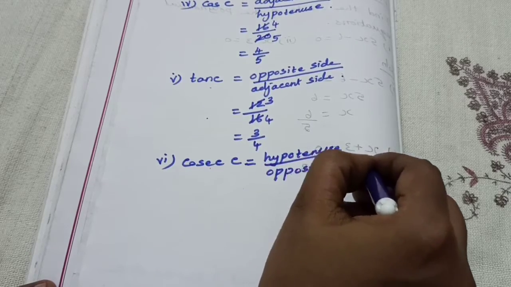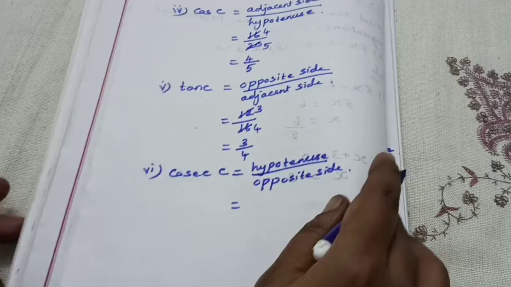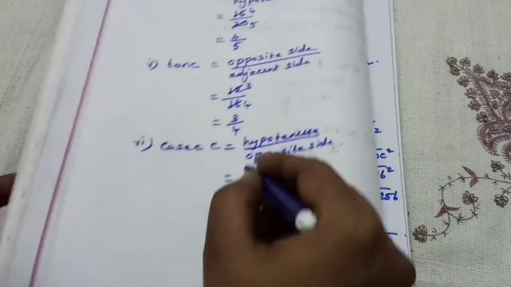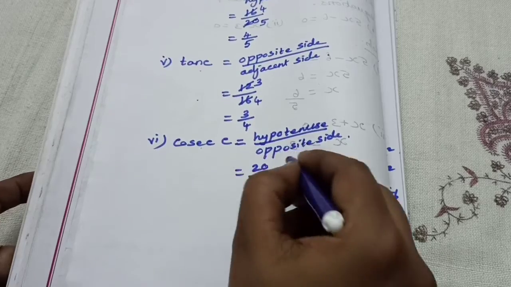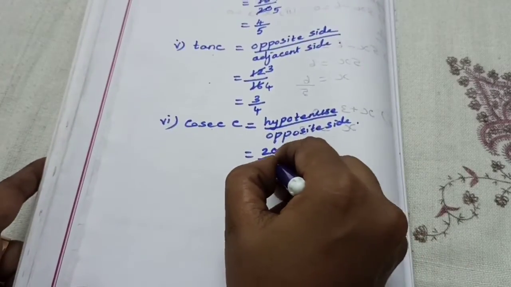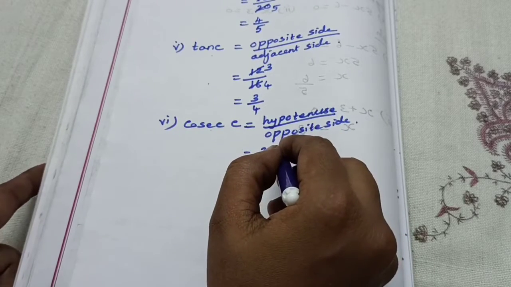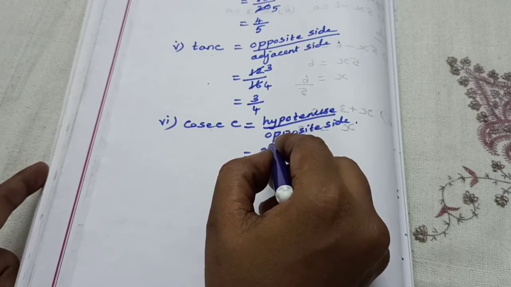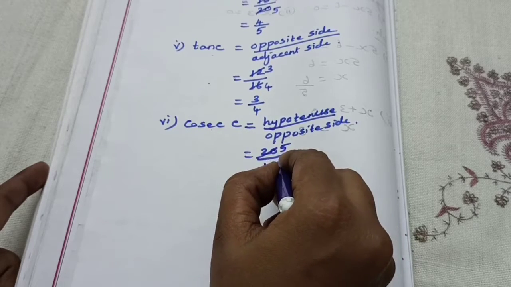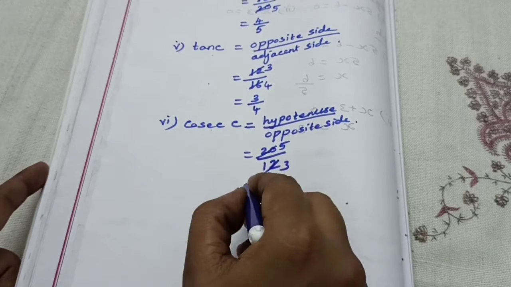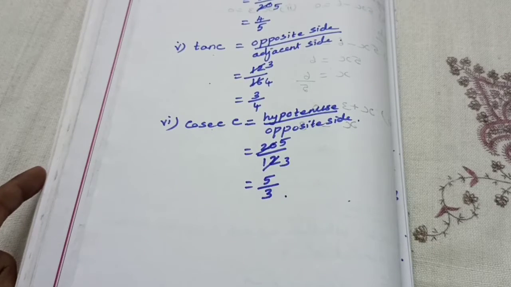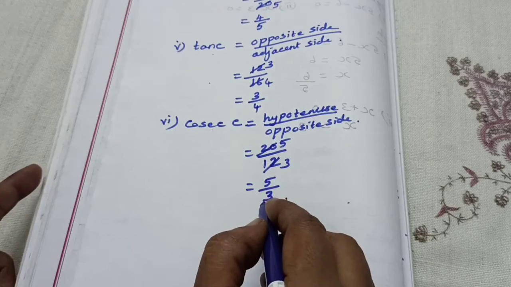Opposite side. Okay, which is the hypotenuse here? Cosecant C means hypotenuse divided by opposite side, which is 20 divided by 12. Am I correct? And this will cancel. Cancel means what's the value? We can cancel using the fourth table, isn't it? Here we will get 5, here we will get 3. Then 5 divided by 3 is the answer. 5 divided by 3 is the ratio.